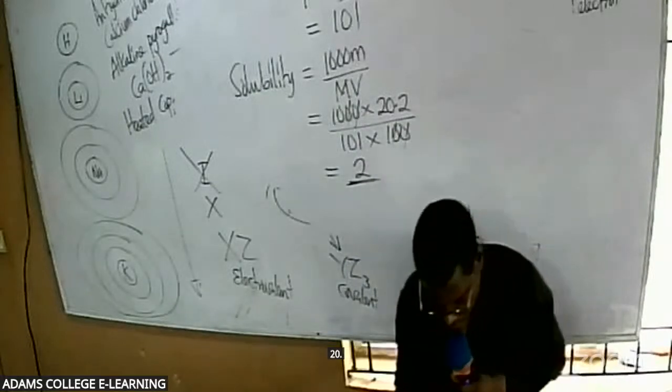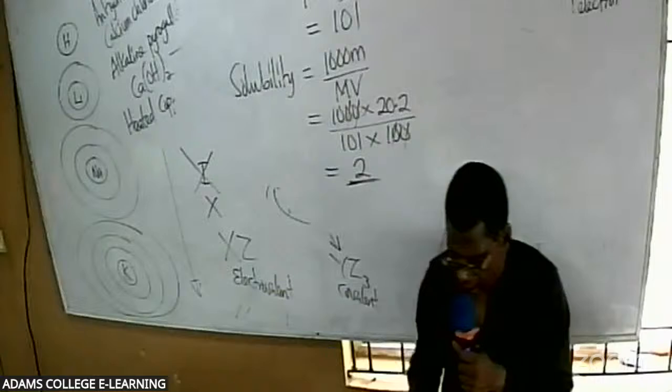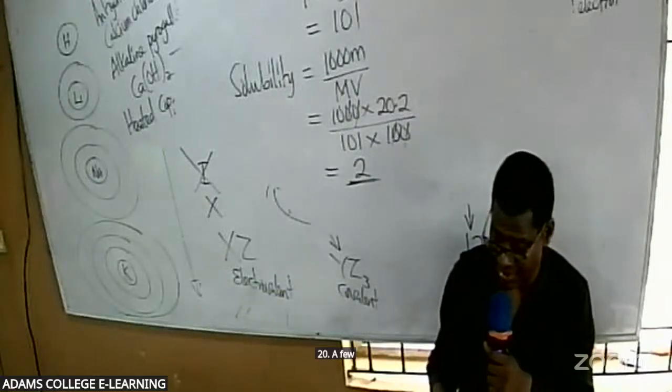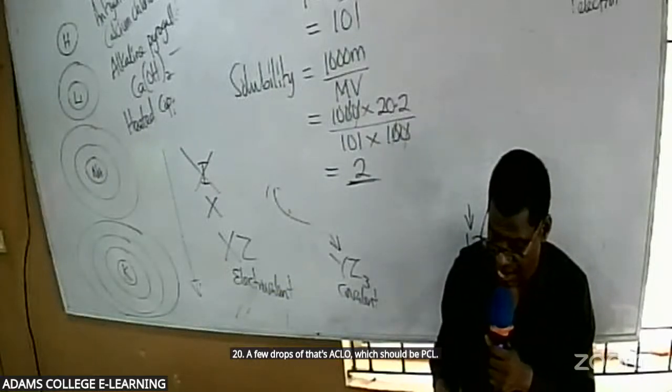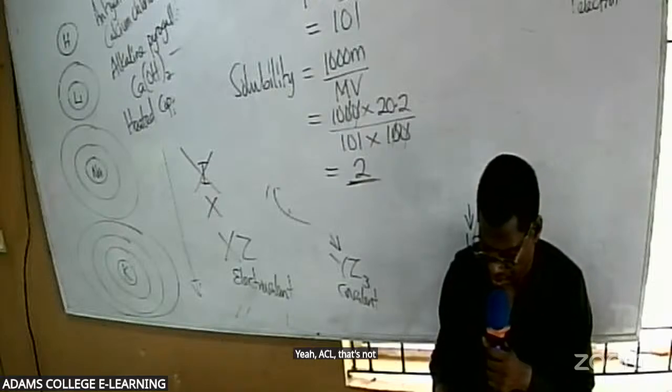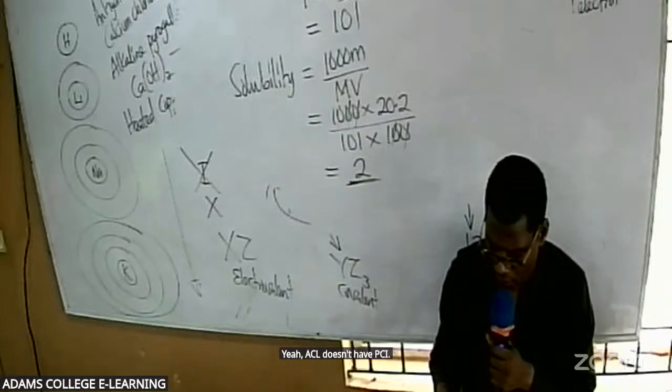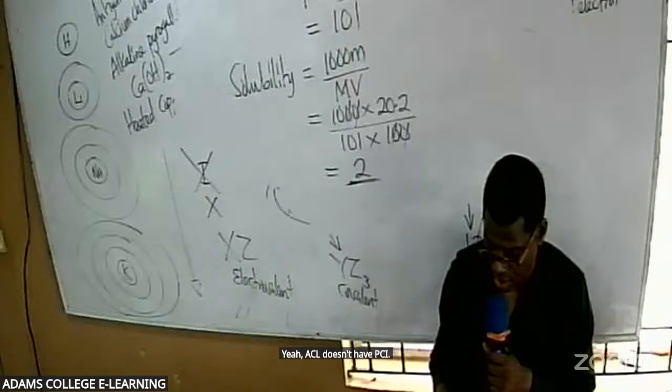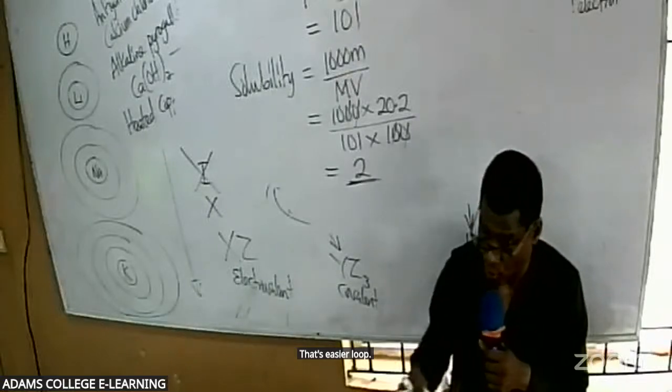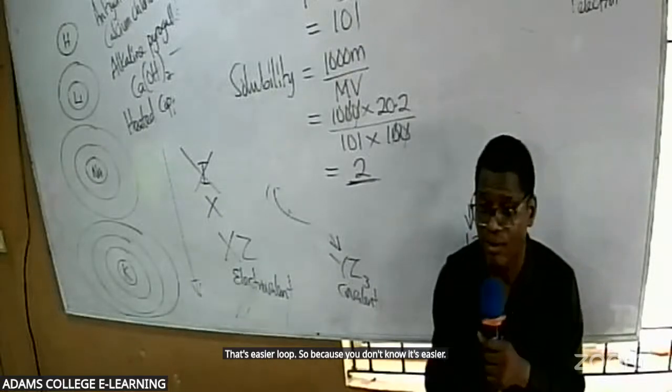20. A few drops of HCl, which should be HCl. Yeah, HCl, that's HCl. Because you don't know it's HCl, where is the water now?